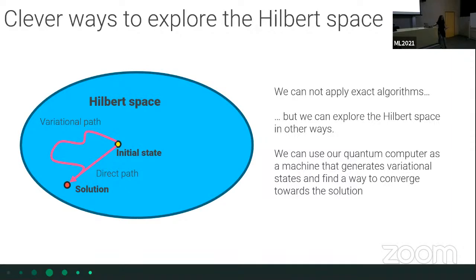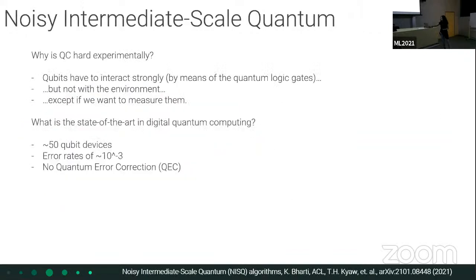So in the end, it's a clever way to explore the Hilbert space that is exponentially big, as I said many times. We will start from some initial state, which is some state that we can prepare easily with our quantum computer. And we want to reach some solution, and maybe we have some super perfect algorithm that does that, but we cannot implement that experimentally. So we have to deal with it somehow and find another path in our Hilbert space. And in these particular variational quantum algorithms, this path will be variational. And I'm closing this section now.